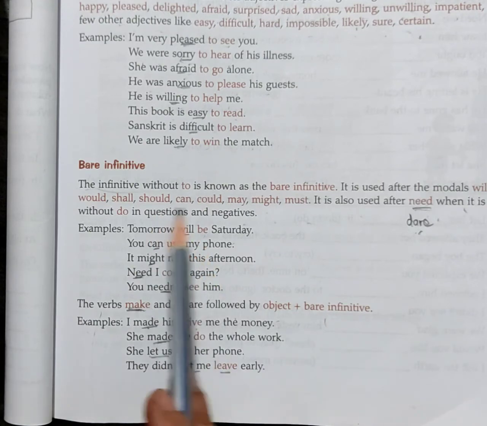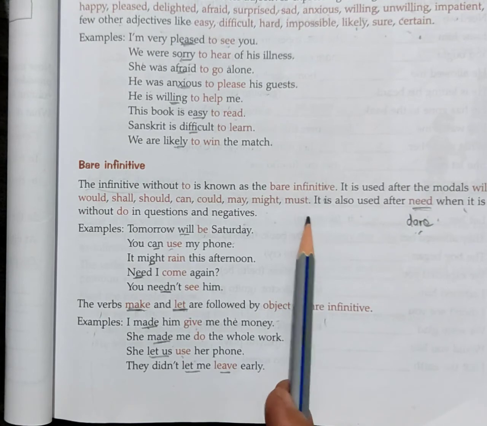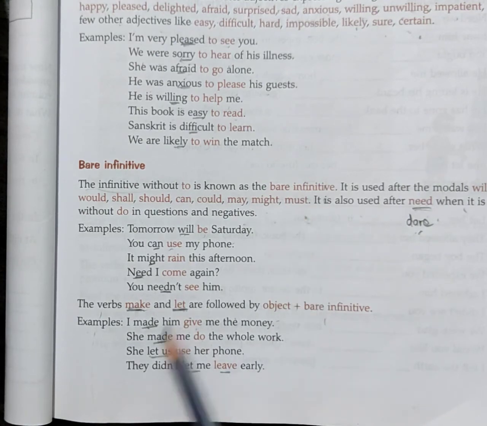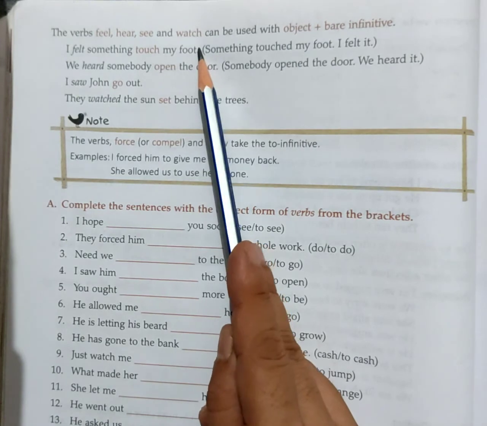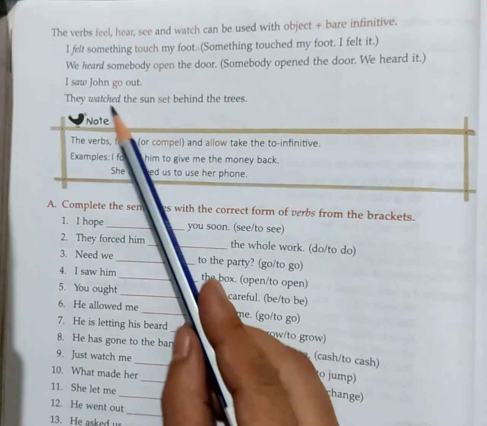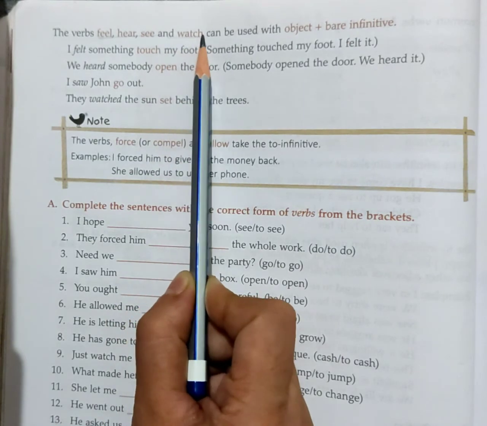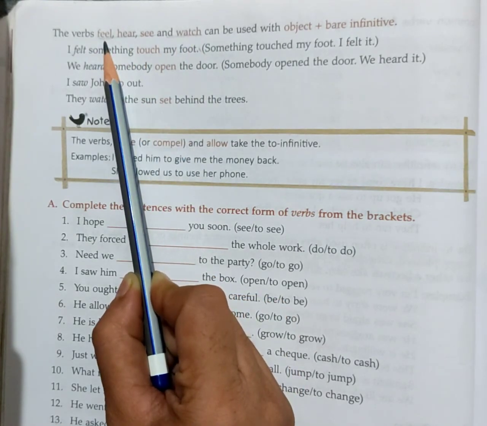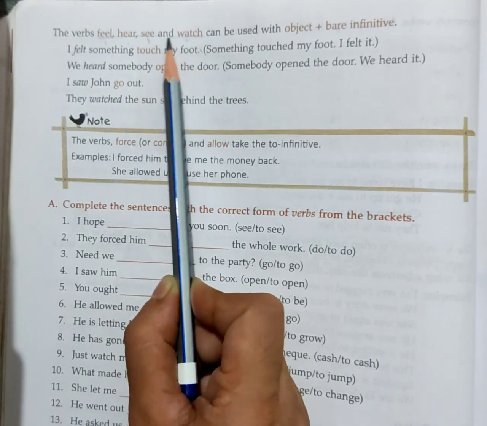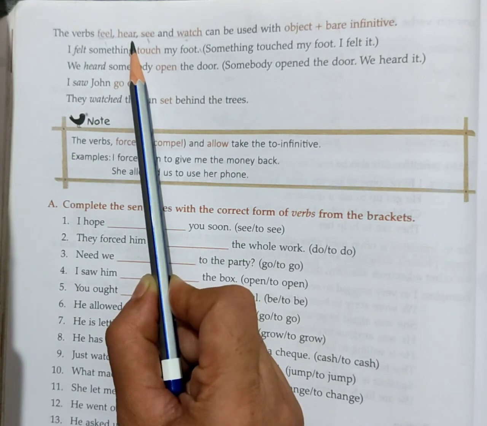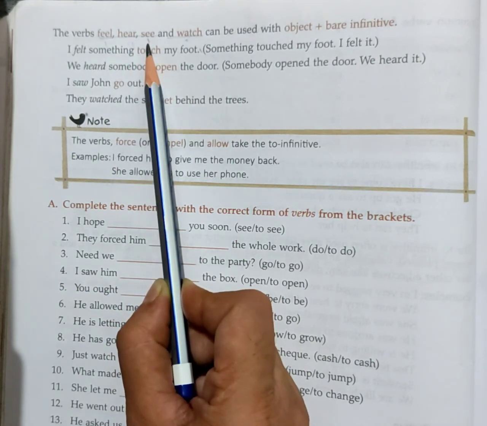And when a modal auxiliary is there, that time also you have to use the bare infinitive. And when need and dare are used in a question and negative sentence, that time also only the bare infinitive will come. The verbs feel, hear, see and watch can be used with object plus bare infinitive. Now students, you have to remember these words also. But if in place of feel there is the past form felt, heard, saw, watched, that time also you have to use the bare infinitive only with the object.